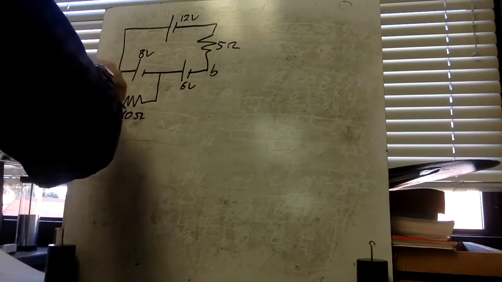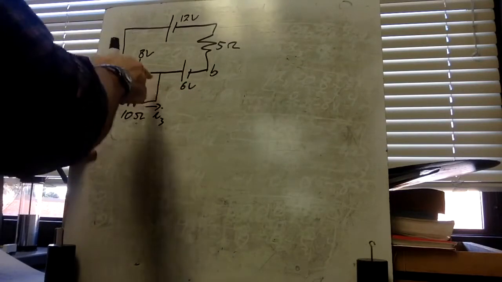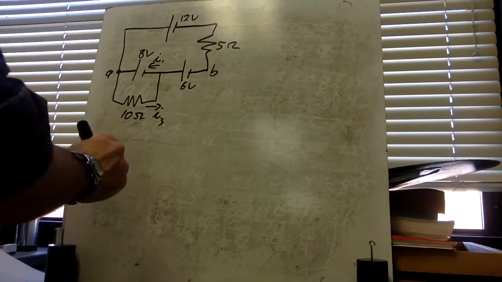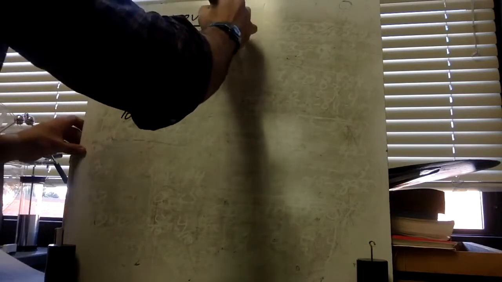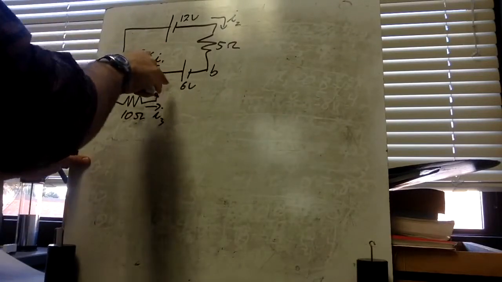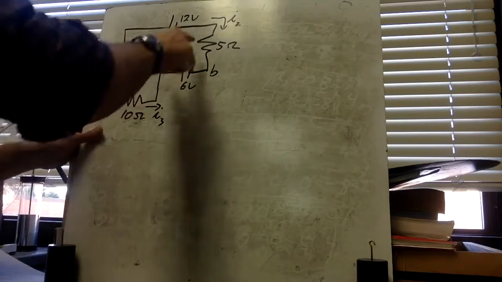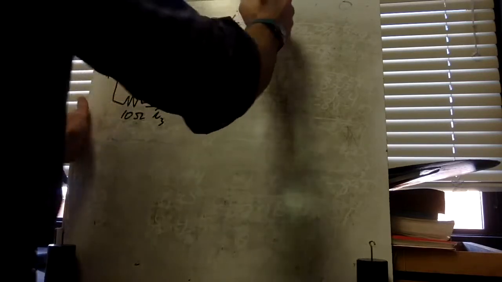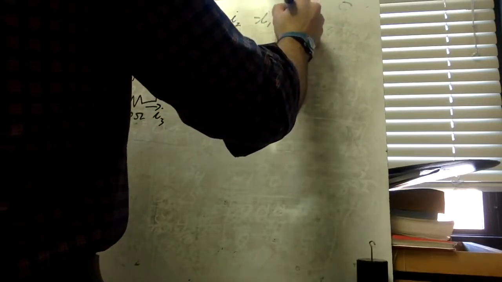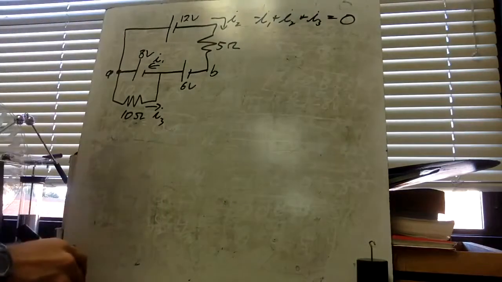Actually, I'm going to assume current's going this way. So I'm going to call this I3, and I think there's current going this way, so I'm going to call this I1. And this one here I had made I2. Okay, and so looking at this junction, I1 is equal to I2 plus I3. All right, 2 and 3 are coming in here, and then I1's going out that way. So I've got negative I1 plus I2 plus I3 equals 0.